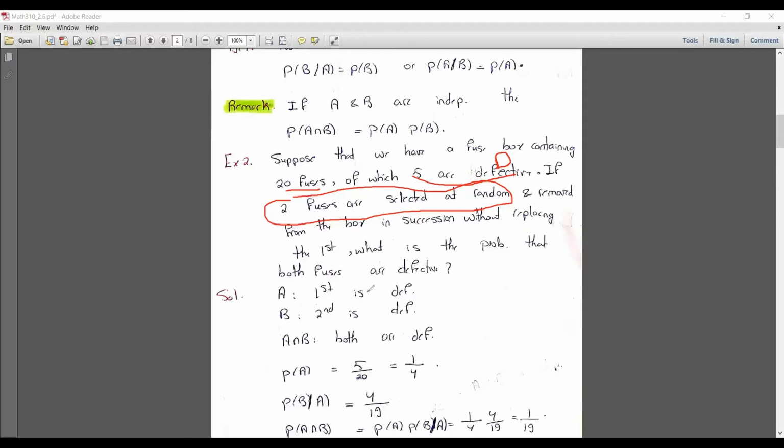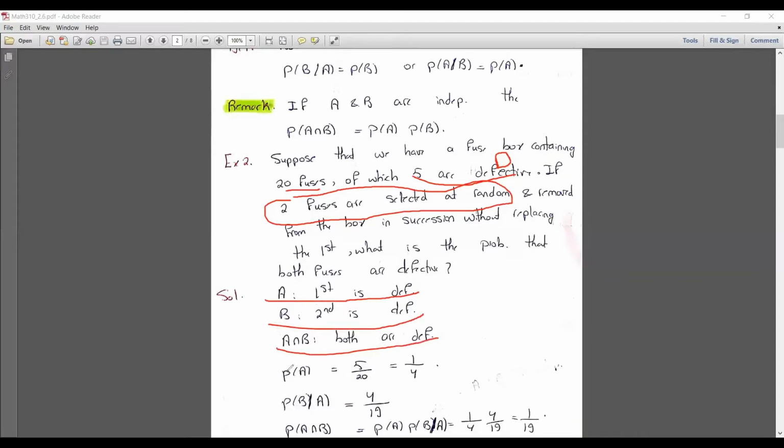So, guys, we're gonna name our events. We have here 2 fuses. We are selecting the first fuse, second fuse. We need to check when these 2 fuses are defective. So we're gonna name event A as the first fuse is defective. Event B, second fuse is defective. A ∩ B, what do we mean by it? Both of them are defective.